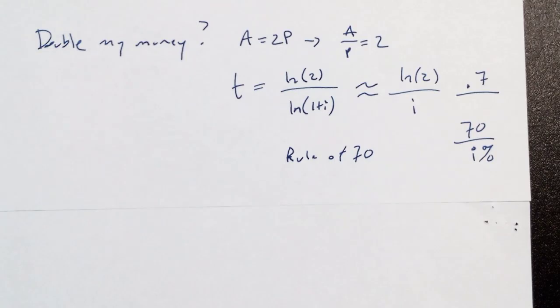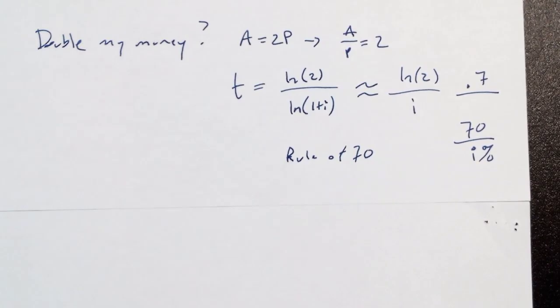If you remember ln of 3, which I'm sure we all do, right? ln of 3 is about 1.1. Do the same thing to triple my money: 110 divided by the percentage. I have to know the log tables. I love short, sneaky things like this.